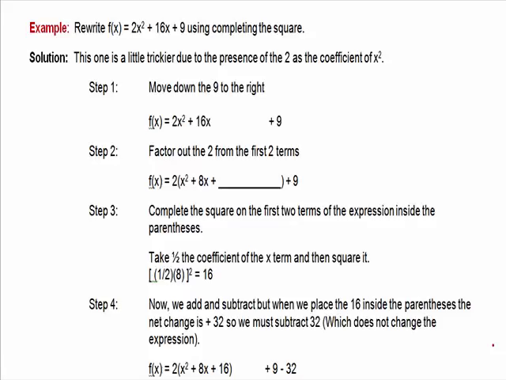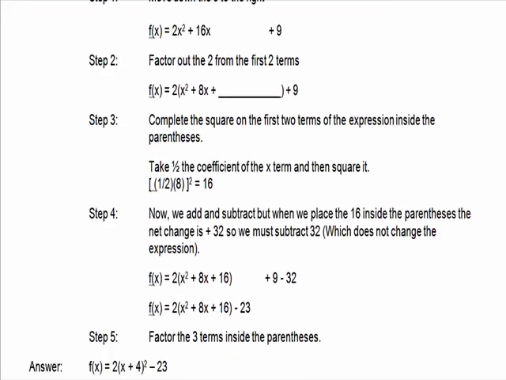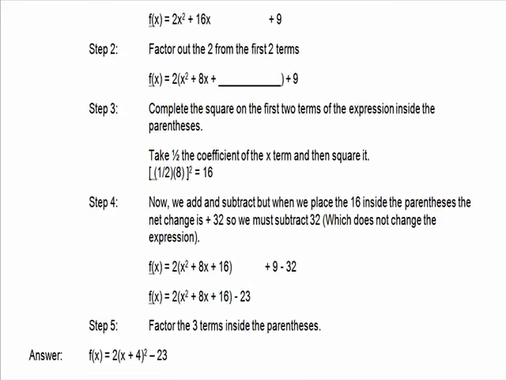So the plus 9 is not affected by factoring out the 2 because we're factoring out the 2 only from the first 2 terms. Now we're going to complete the square on the first 2 terms of the expression. Those are the ones that are inside the parentheses. So we take half the coefficient of the x in that term and square it. So we take half of 8, which is 4, and then squared gives us 16.